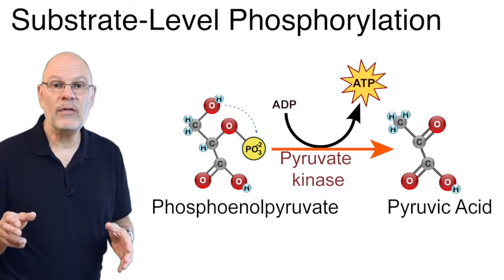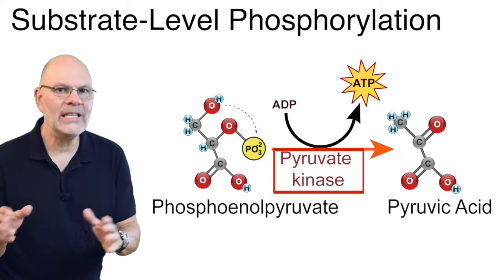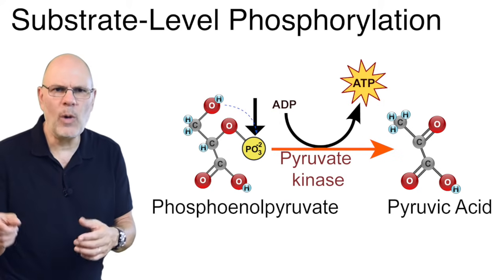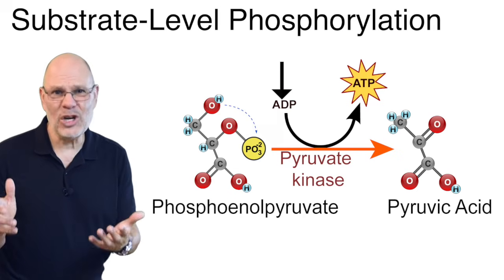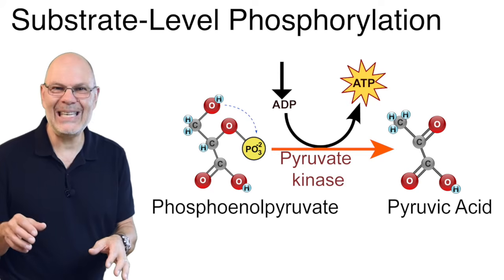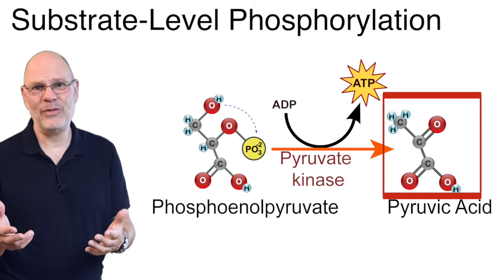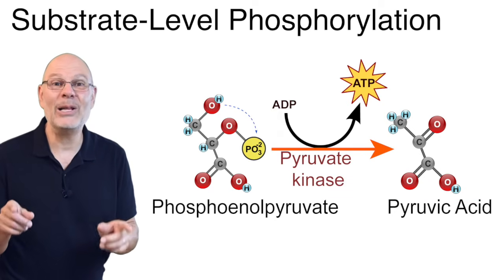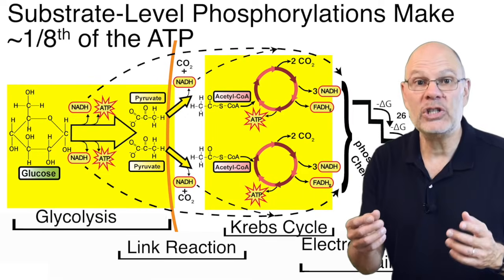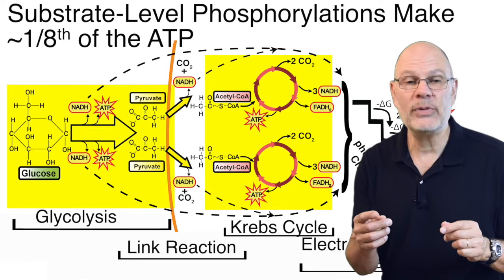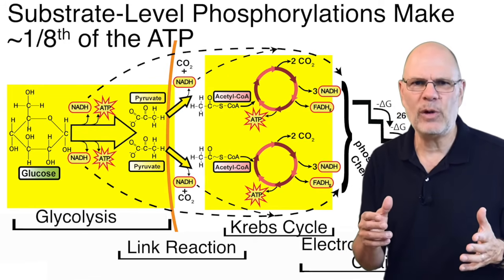Here's one of the substrate-level phosphorylations that happens in glycolysis. An enzyme called pyruvate kinase takes this phosphate group off of phosphoenol pyruvate, do not worry about the name of that, and jams it onto ADP, creating ATP. The molecule at the end is pyruvic acid. It's the substrate without its phosphate, and pyruvic acid is a molecule that we'll see a lot of as we study respiration. The substrate-level phosphorylations that happen in glycolysis and in the Krebs cycle only account for about 1/8 of the ATP that cellular respiration creates.